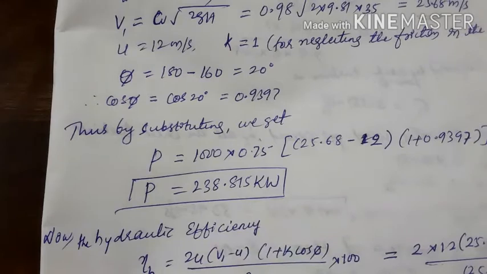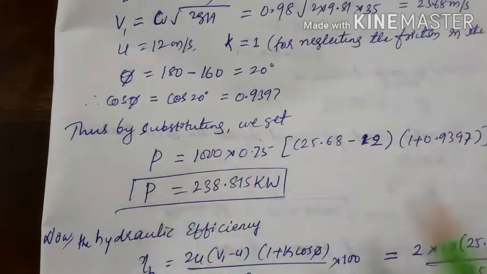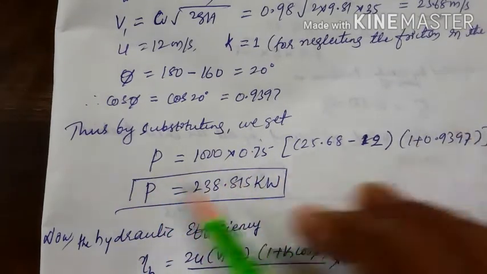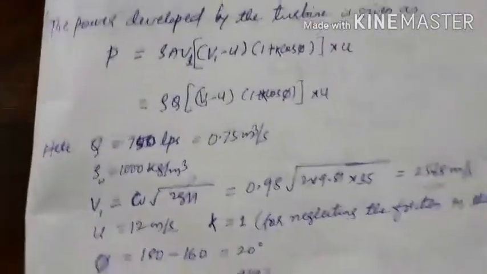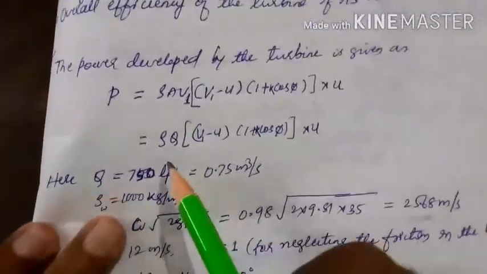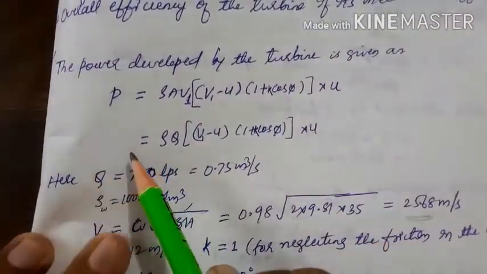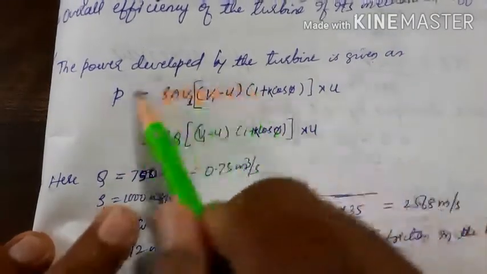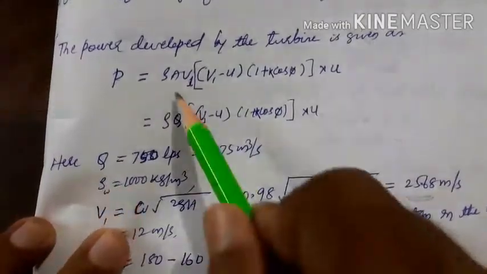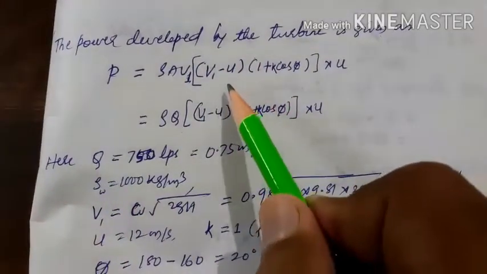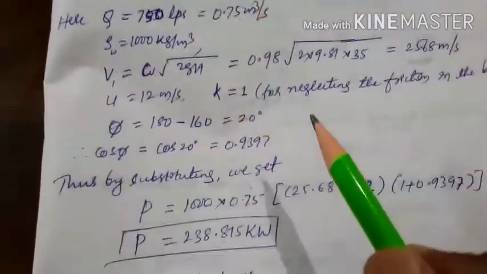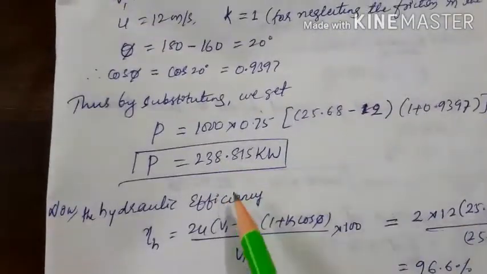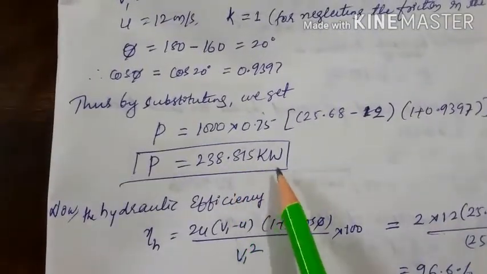238.815 kilowatt. So this problem is without drawing the velocity triangle. We are calculating just by using the final equation of work done per second of a Pelton wheel. We know this formula while deriving the equation. You have to use this formula to calculate here. Then we get the power as 238.815 kilowatt.